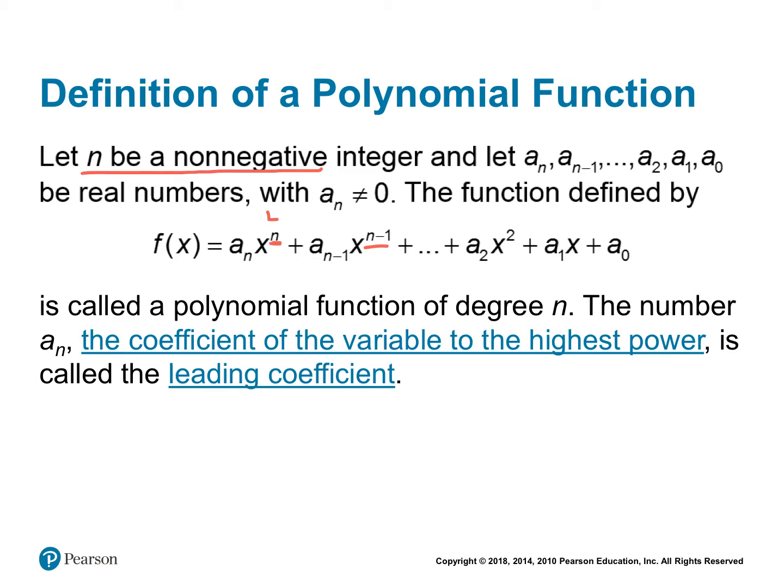If this was a 4 for n, then this would be 4 minus 1, which would give you a 3. And then you could keep going, and then you would have the squared term, then the x term, and then no x at the end. So you always go from the highest exponent down to the lowest exponent. And the number a sub n there, the coefficient of the variable to the highest power, is called the leading coefficient. So this has the highest exponent of a 4. And then you look at the number out front, and that is the leading coefficient.